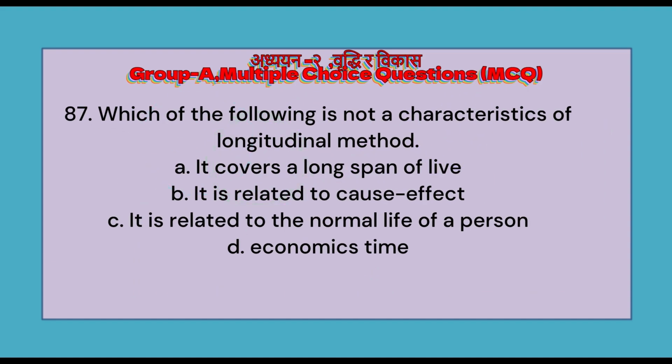87. Which of the following is not a characteristic of the longitudinal method? A. It covers a long span of life. B. It is related to cause-effect. C. It is related to the normal life of a person. D. Economical in time.